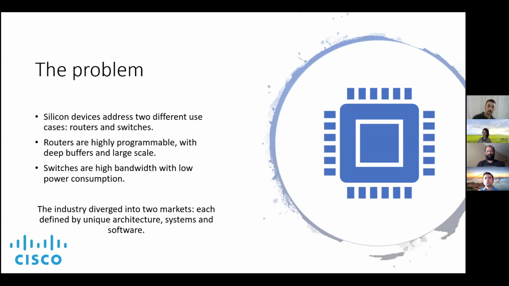We started to see that the industry in fact diverged into two distinct markets, and each market had its own unique architectures, unique systems, unique software. Sometimes we could see three product lines, sometimes two product lines, and that was the problem that we wanted to address when we started Liba Semiconductor 6 years ago.